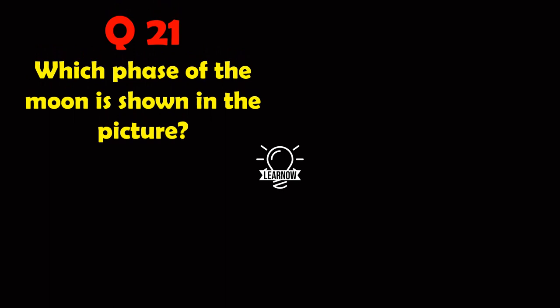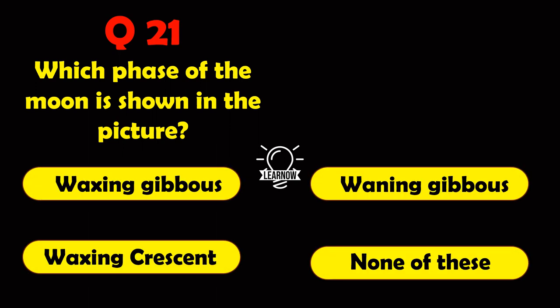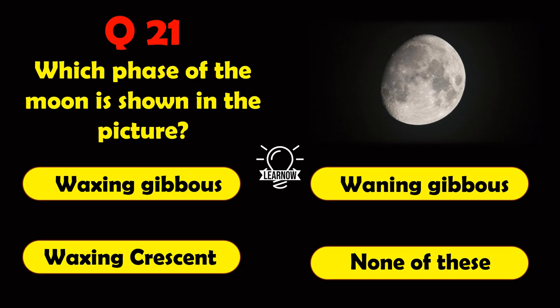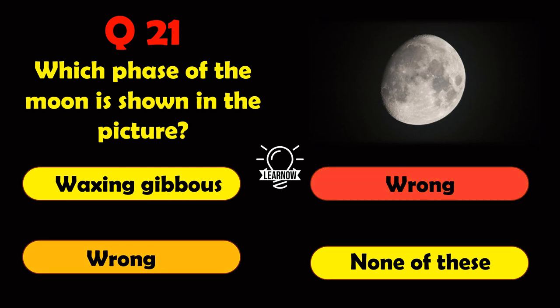question number 21. Which phase of the Moon is shown in the picture? Let's see the options. We have waxing gibbous, then waning gibbous, then waxing crescent, and none of these as options. So let's find out which is the phase shown in the picture. So as we all can see, is it waning gibbous? Waning gibbous is wrong. Waxing crescent is also wrong. That means it is waxing gibbous.